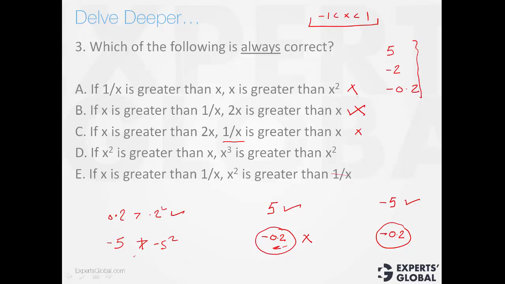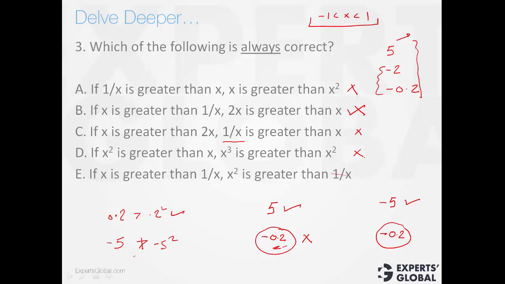Yeah, x cube is greater than x square. So this becomes 125 will be greater than 25. However, in these two cases, both of these cases, x cube would be something negative while x square will be something positive, and therefore this is not correct. So this should be easily eliminated. Look at the last one. This better be correct. We have eliminated 4 choices now.